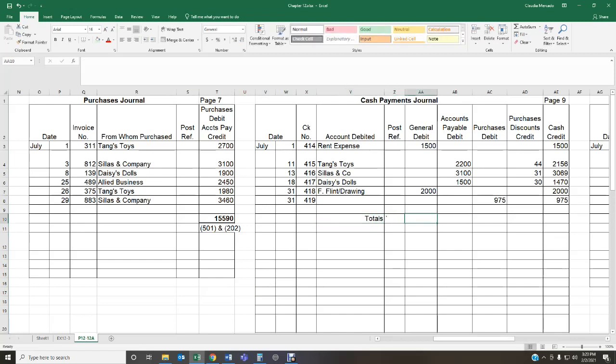I'm going to add all of my totals by column. Okay, so I'm going to have my general debit, and I'm going to do the same thing to the rest. And that gives me totals for my general debit of $3,500, for my accounts payable debit $6,800, for my purchases debit $975, and for my purchases discounts credit $105, for a total of $11,170. Okay, so those are my totals right here.